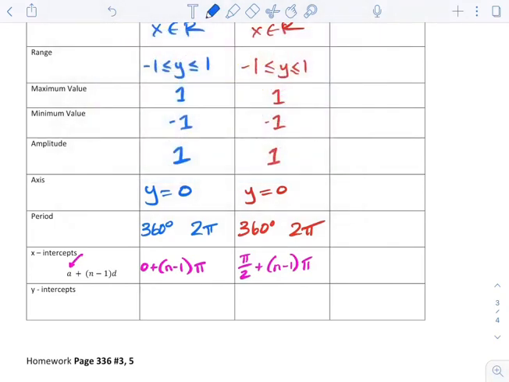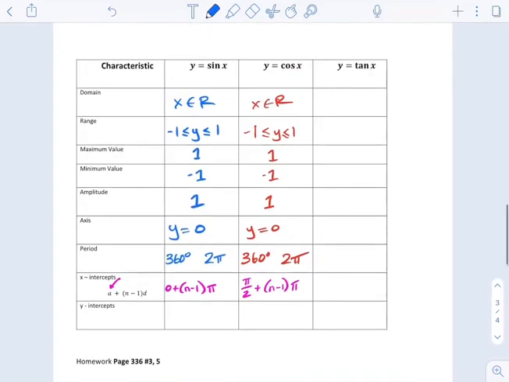Next, y-intercept. Well, that's just where the graph starts. So the sine graph, it's the one in blue on the left, starts at 0. The cos graph, where does it start? Well, it starts up at its maximum, which is 1.